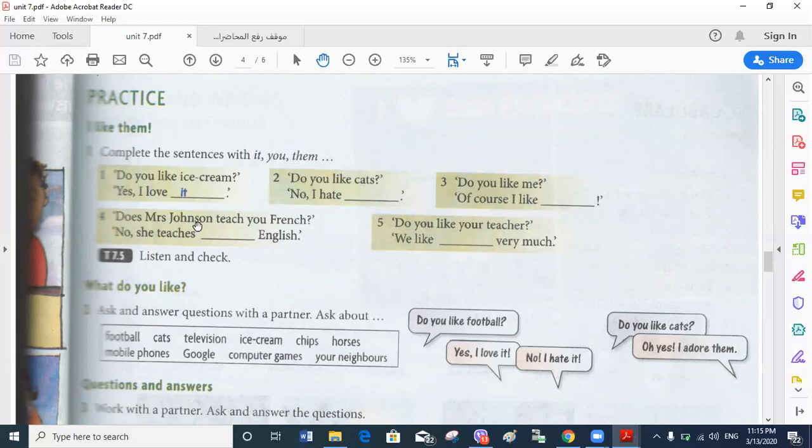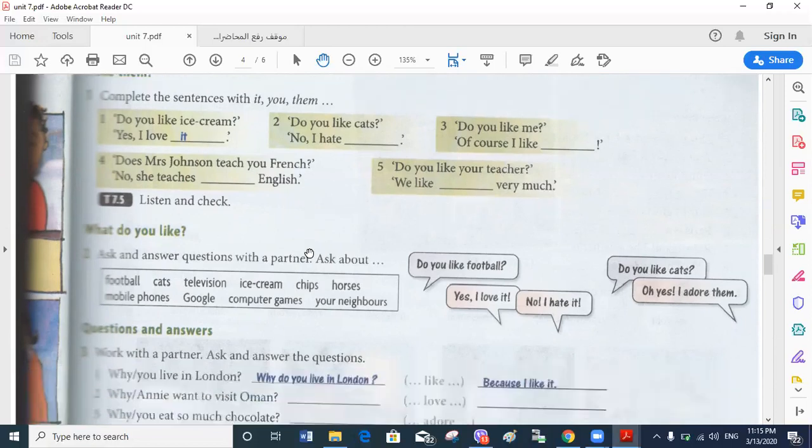Does Mrs. Johnson teach you French? No, she teaches us English. Answer number 5 for me. Do you like your teacher? I don't know. I will wait for your answer.